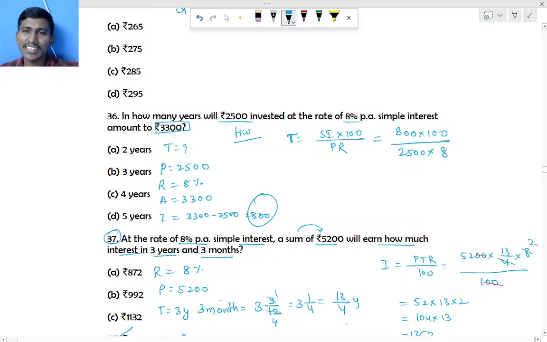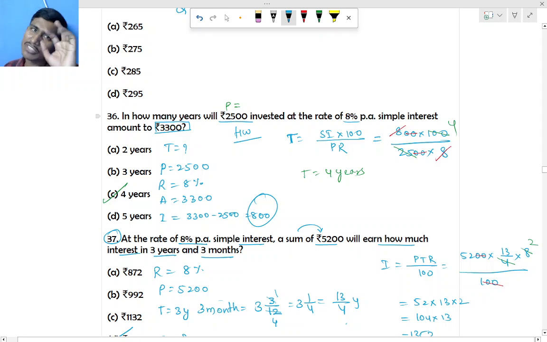Now you cancel it and you will get the answer. These two zeros cancel. 8 ones are 8. Now 25 times how many is 100? 25 fours are 100, so 4 is the answer. T is equal to 4 years. You have to first read the question and understand what is given here. 2500 invested means that is the principal. Amounts to means that is the amount. There is no interest given, so we have to find the interest first. You calculate the interest. Understand?